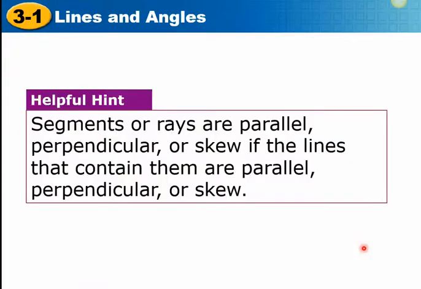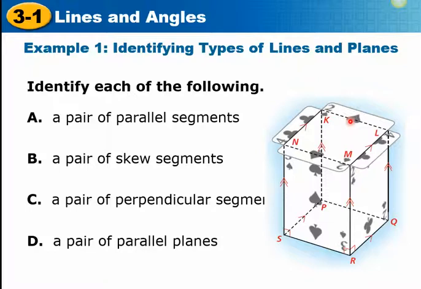All right, next, remember that segments or rays are parallel, perpendicular, or skew if the lines that contain them are parallel, perpendicular, or skew. So it doesn't have to just be lines, it can be segments or rays as well. So your problems for this is just going to be identifying. So if you have to identify a pair of parallel segments, there's lots of different ones. One example would be segment LM parallel to segment QR, but there's many, many other ones. An example of a pair of skew segments would be KN, which is back here, and PQ, which is on the back side of this box here.